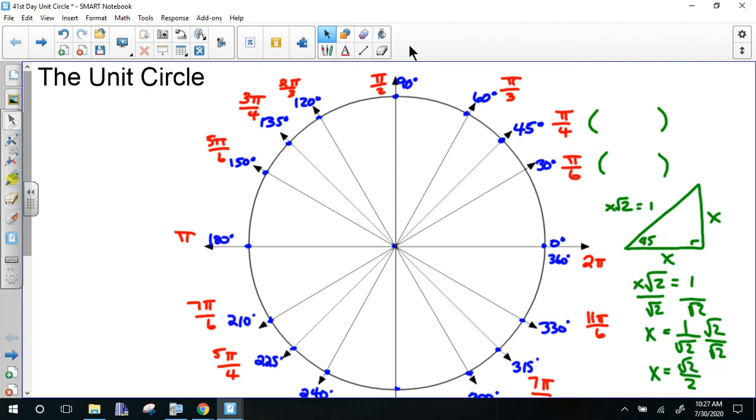So all of these coordinates around the unit circle are going to be values of 0, 1, -1, 1/2, square root of 3/2, and square root of 2/2. Those are the only values that are going to be in our unit circle coordinates. We just need to know what they are and where they go. Okay?